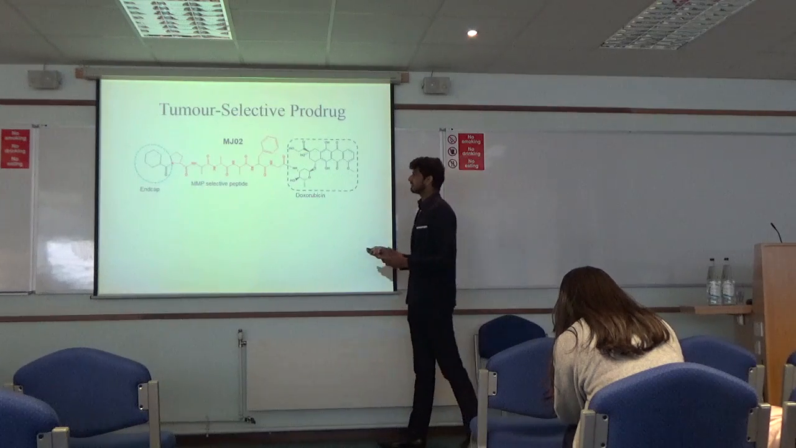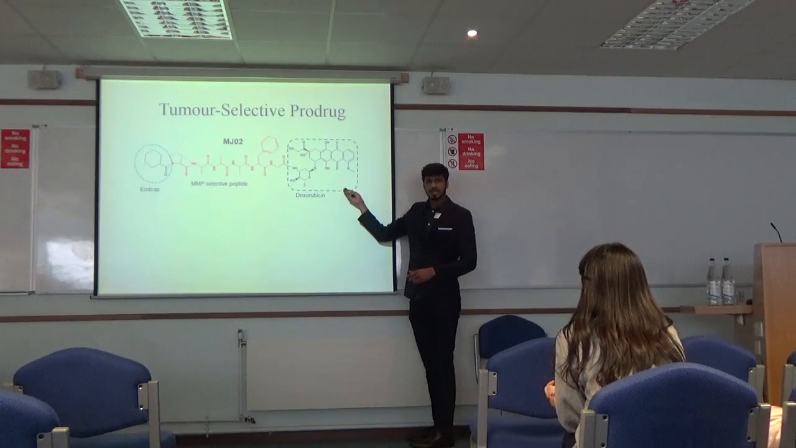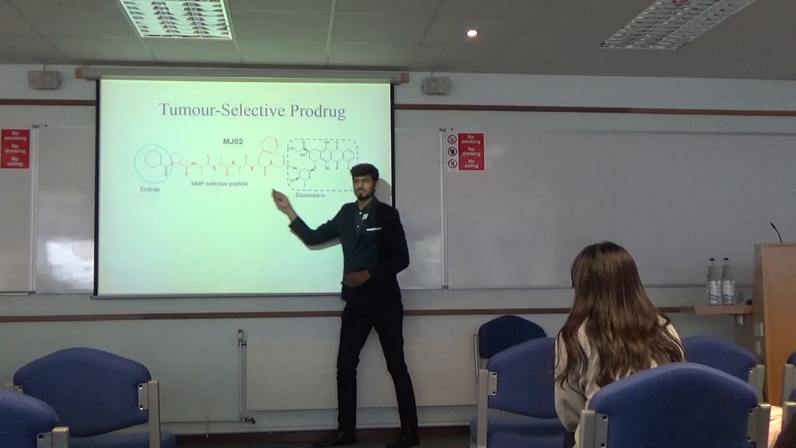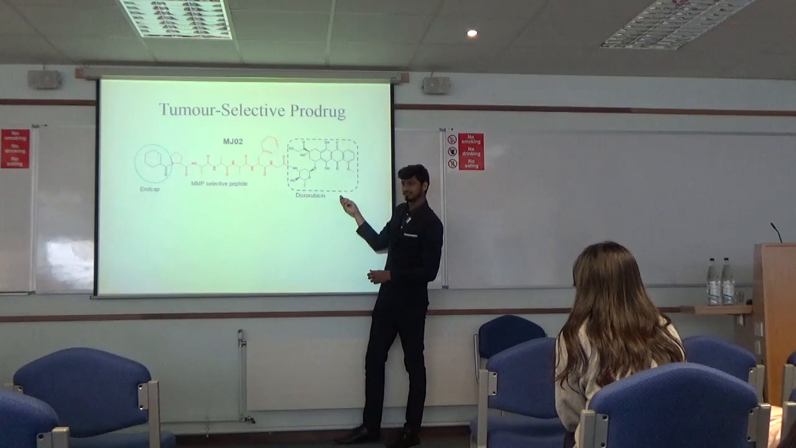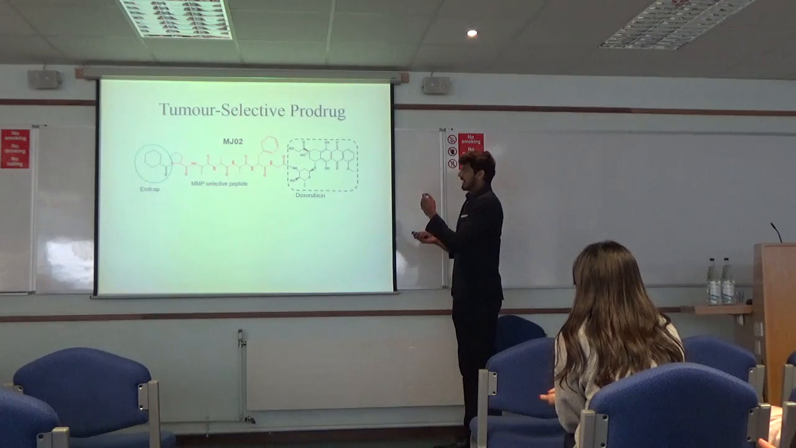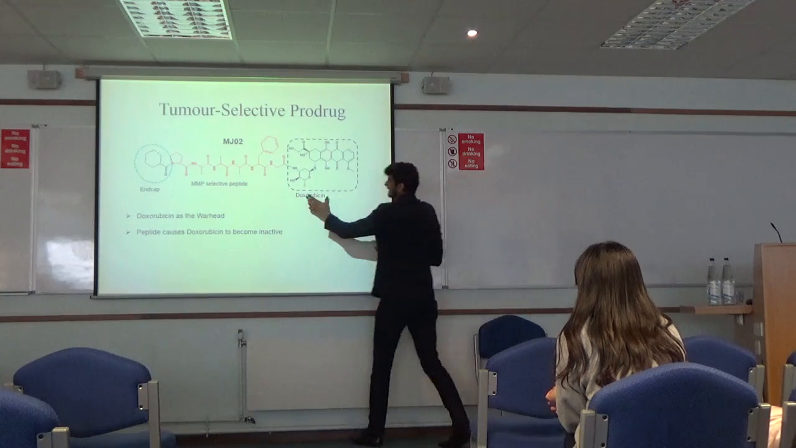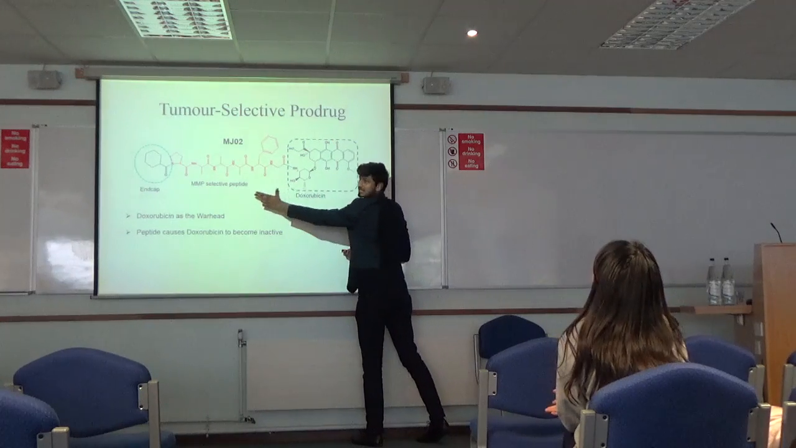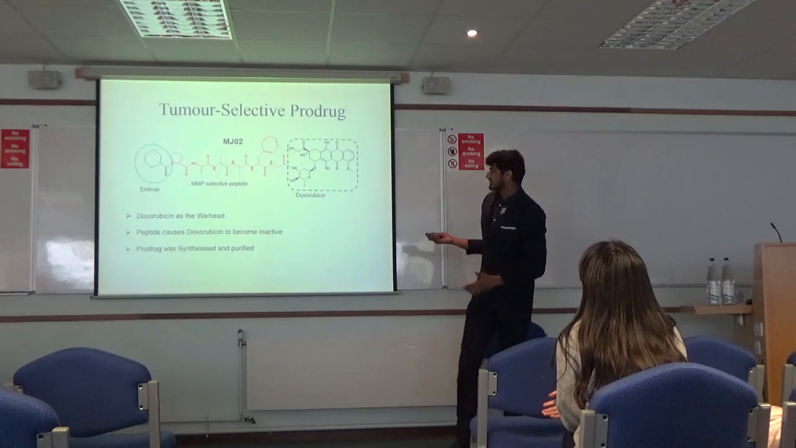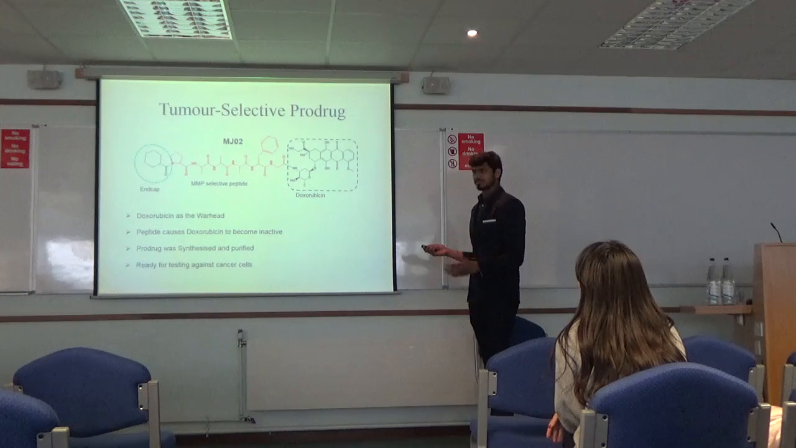This is one of my prodrugs that I have designed rationally, with doxorubicin as a potent chemotherapeutic attached to the peptide sequence which I showed you before. So this is the warhead, this is the peptide sequence, and that's the end cap. Once it was designed, it inactivates the doxorubicin. Once it's attached to this peptide, it inactivates the doxorubicin. It was synthesized and purified, and then it was ready for testing against cancer cells.